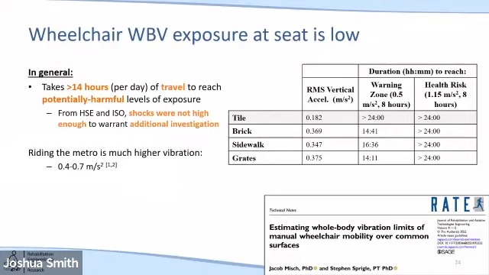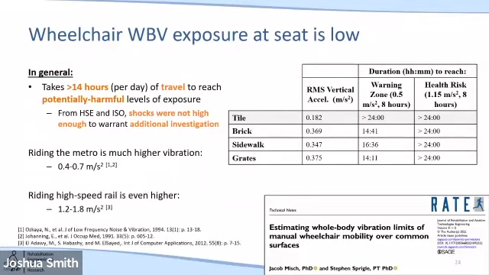And to put it into perspective, riding the train or the subway, much higher vibration level. And if you ride a high-speed rail, you're about 10 times the vibration exposure of a wheelchair traveling over ground.